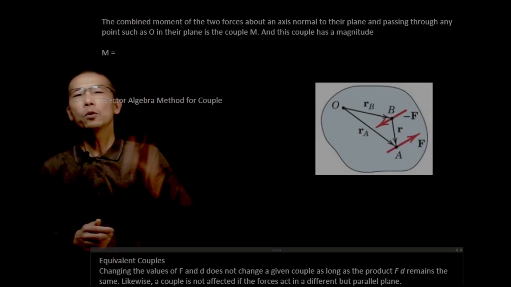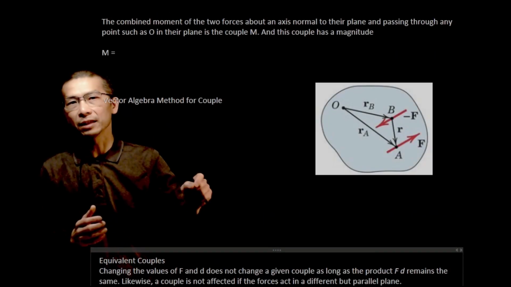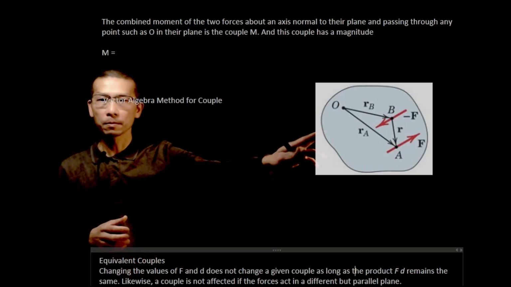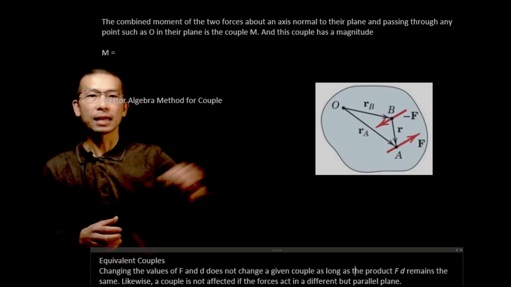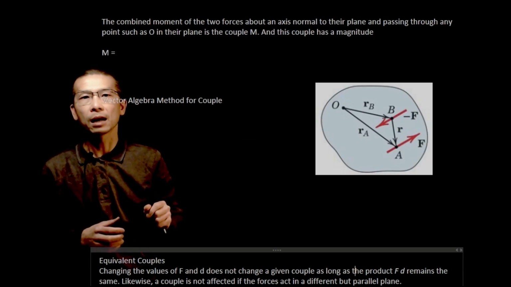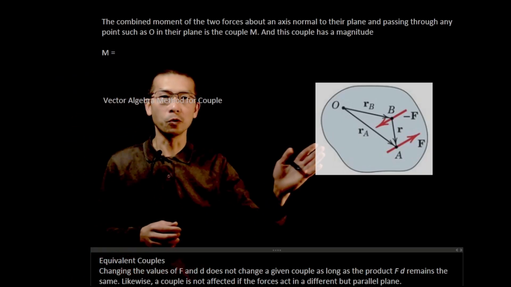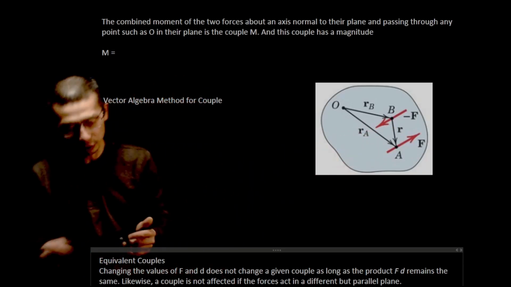The combined moment of the two forces about an axis normal to the plane, and passing through any point such as O in the plane, is the couple M. And this couple has a magnitude, let's write it out. So we have a force and a negative force, equal and opposite directions.